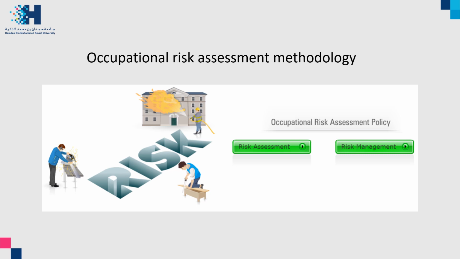Risk management, on the other hand, involves taking action to reduce or eliminate the risks identified through the risk assessment process. This can include implementing control measures to reduce the likelihood or severity of harm, such as providing training or personal protective equipment, modifying equipment or processes, or instituting administrative controls such as work procedures or policies.